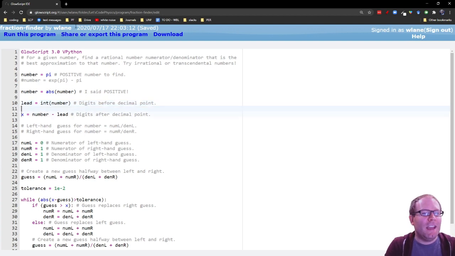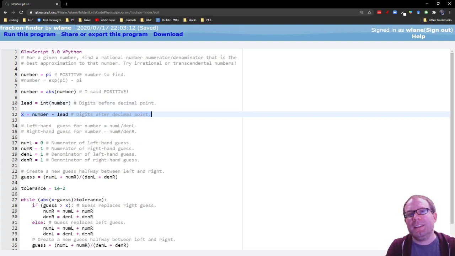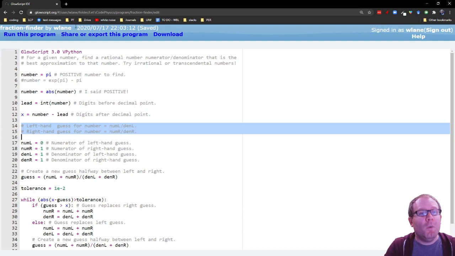Okay, so this x is going to be the part that we're interested in finding, because that's the part that needs the fraction. The stuff before the decimal, I know how to write as a rational number, because that's automatically an integer. It's the stuff after the decimal place that I want to find out how to write. So what we're going to do, we're going to have a guess to the left of the number and a guess to the right of the number, and we're going to bracket it. So somewhere out there on the number line between 0 and 1, there is the remainder of pi. There is pi minus 3.